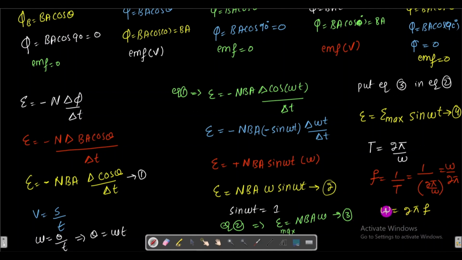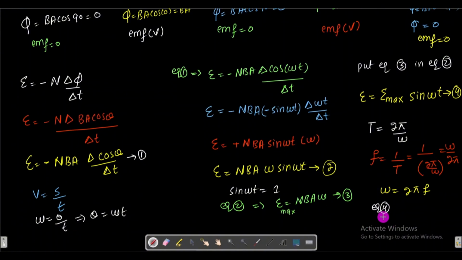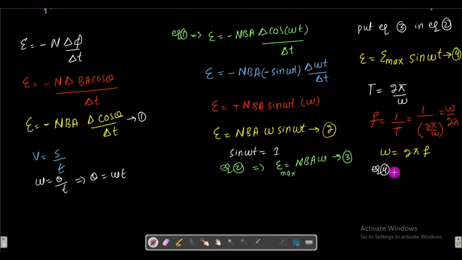If we put the value of omega as 2 pi f, then equation 4 becomes this. Equation 4 implies that the electromotive force is equal to the maximum electromotive force times sine of, instead of omega, 2 pi f, and this is t.